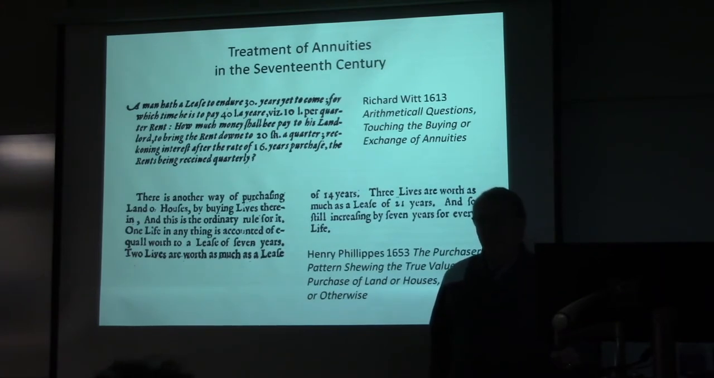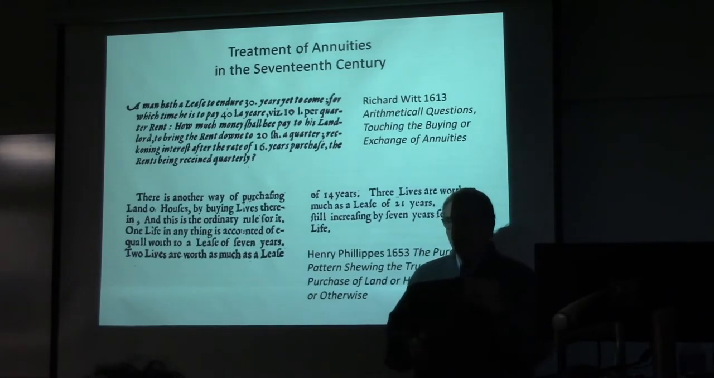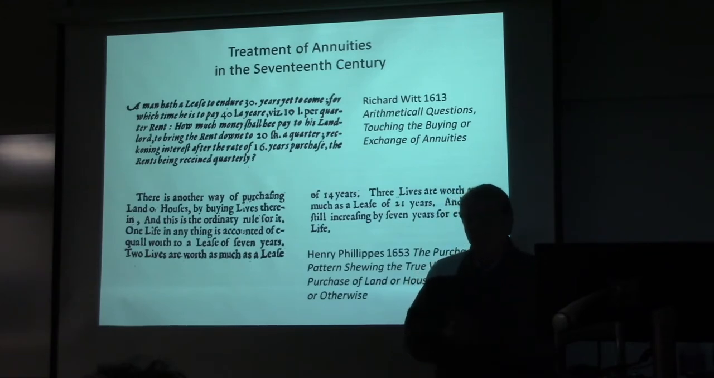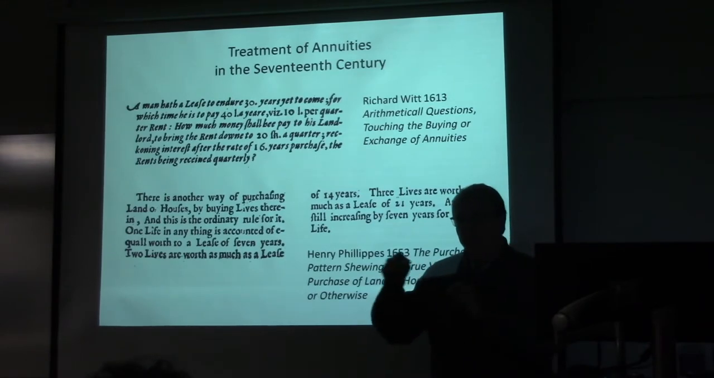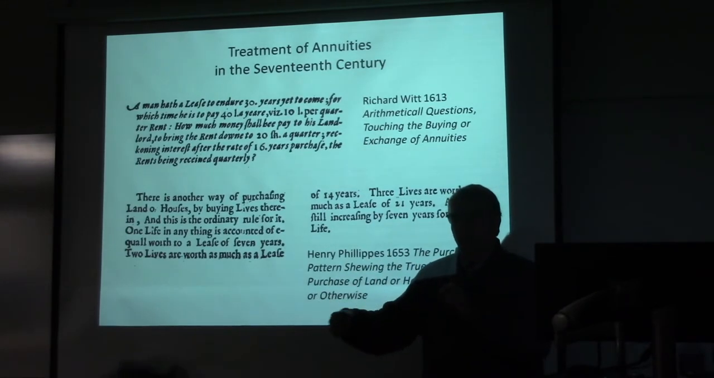The farmer didn't necessarily pay up front. He paid part of it up front and then paid yearly rents as well. So it was a mixture of the two. You had a 21-year lease, which you paid a chunk of money for, and that your family had to save up for when it became up for renewal.